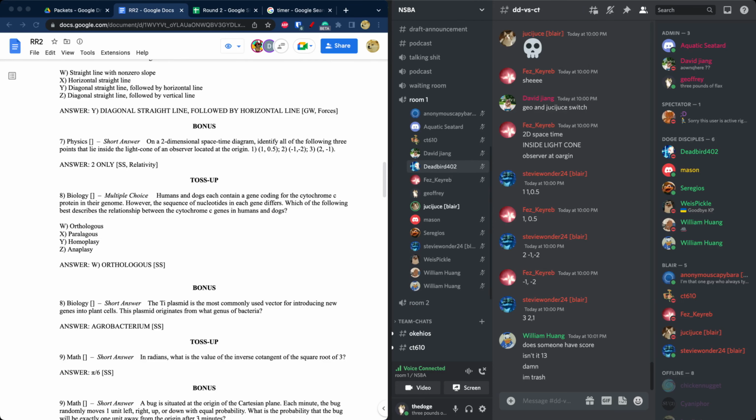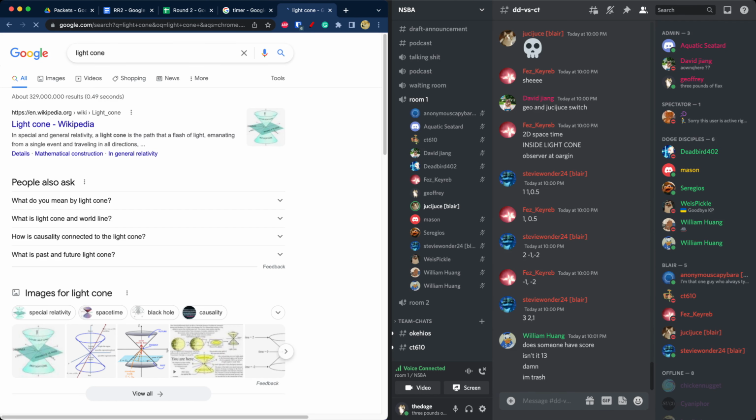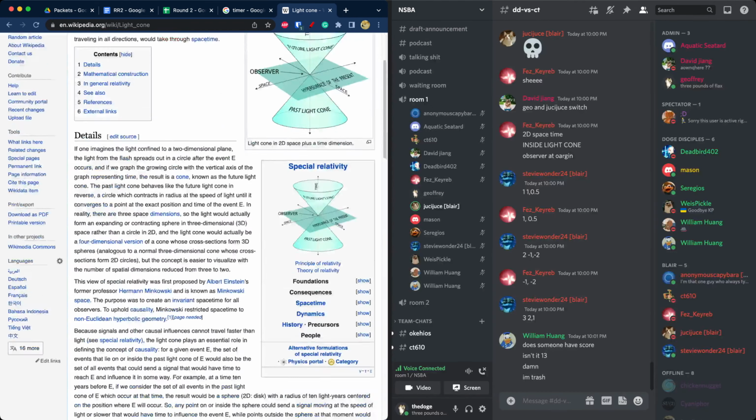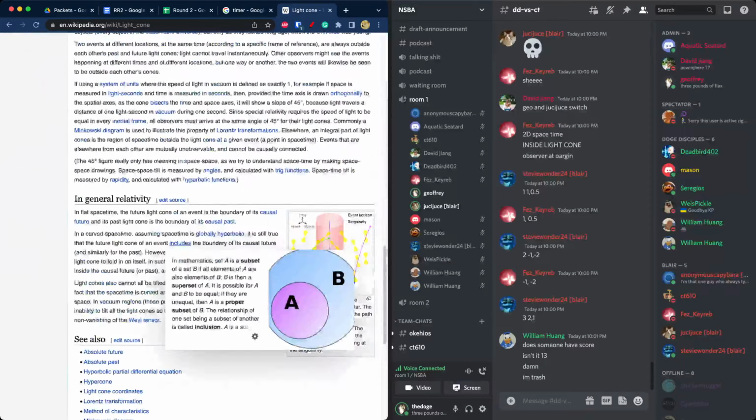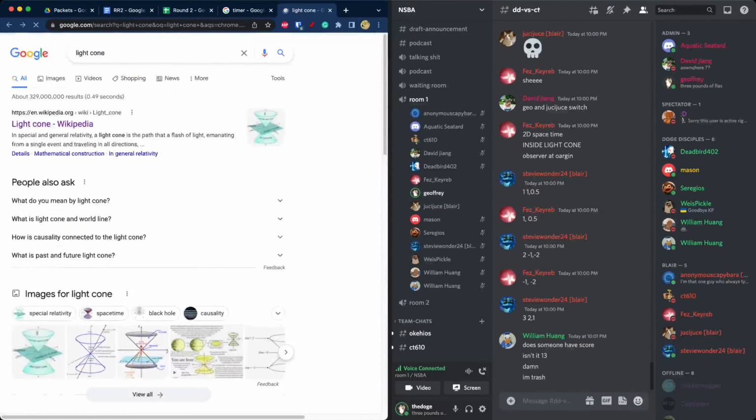No, let me draw some. If you're moving really slowly, then your light cone is pretty big because it's a pretty wide cone. You see what I mean? Never mind. I'm pretty sure it's based on how light would travel. Maybe you're mixing it with something else.